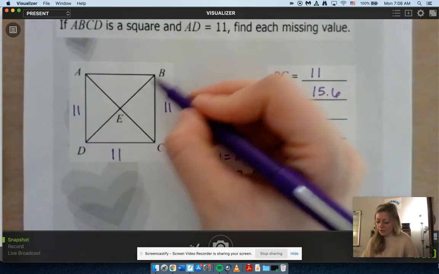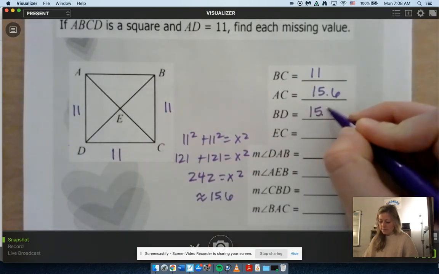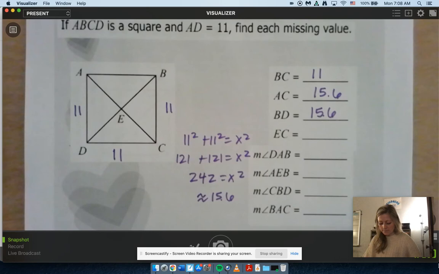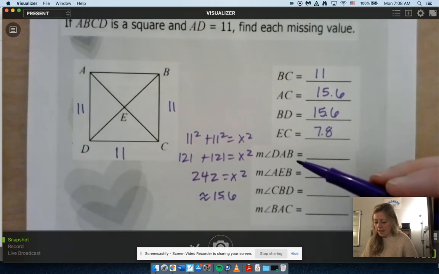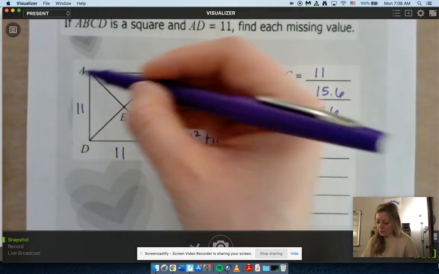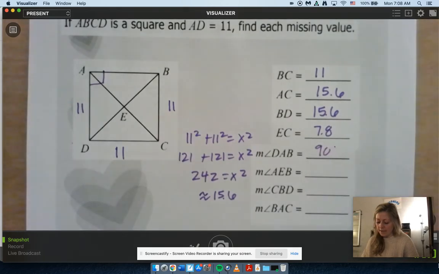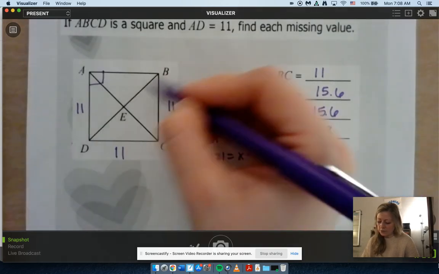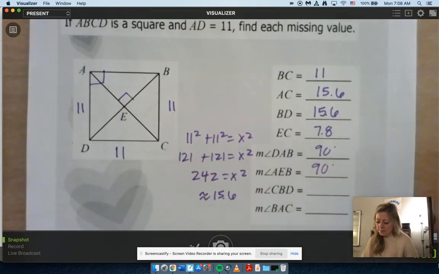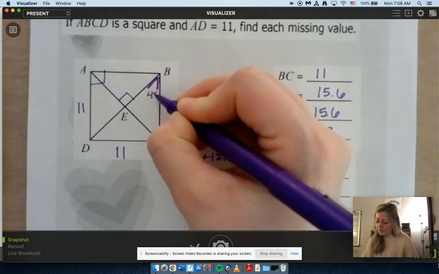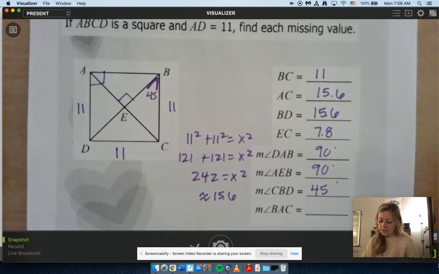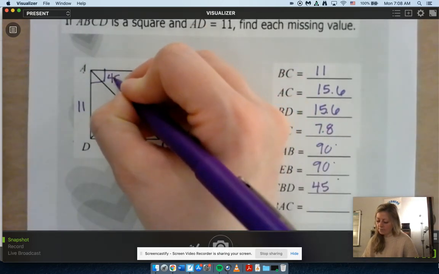BD would be the same because it's just our other diagonal, and we know they are equal. And then EC would be half that amount. So 7.8. All right, now we're just looking for these specific angles. Angle DAB. DAB is that whole corner angle, which we know is 90. Angle AEB. AEB is in the middle, which we know is another 90. Angle CBD. CBD is just half, so 45. And BAC. BAC is another half, so 45.